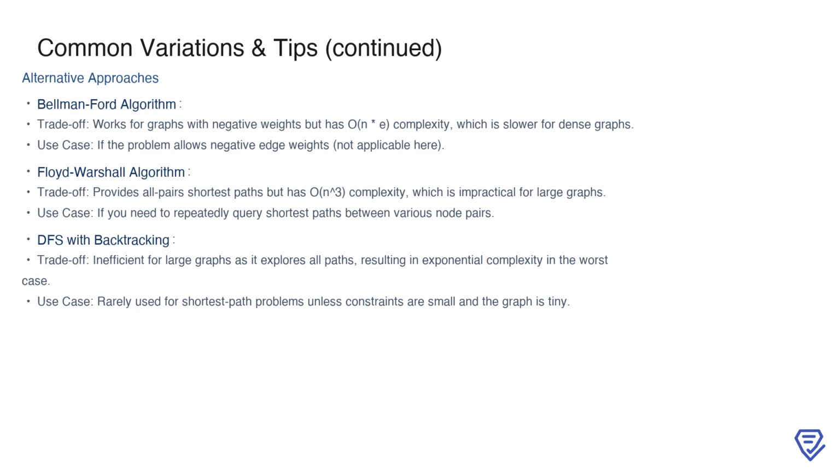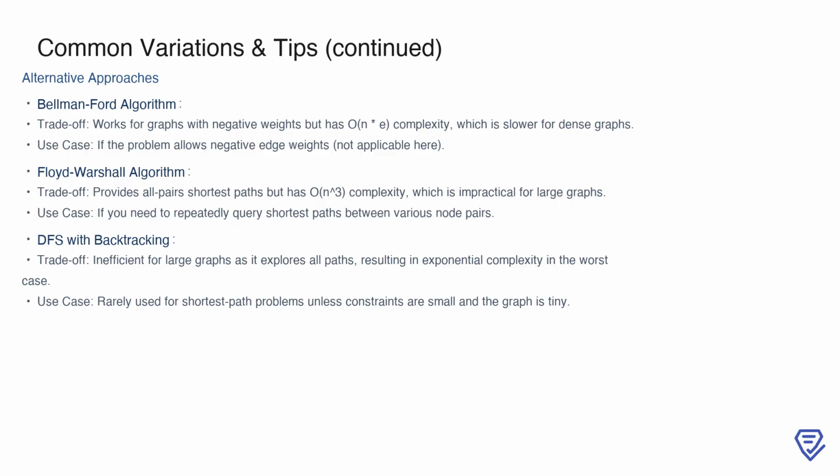There are also alternative approaches to consider, each with its own trade-offs. The Bellman-Ford algorithm, for instance, handles graphs with negative edge weights, but its O(n*e) complexity makes it slower for dense graphs. While not relevant to this problem due to the absence of negative weights, it's a good option to keep in mind for other scenarios.